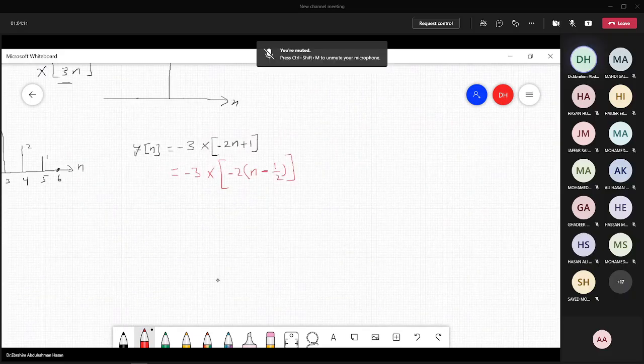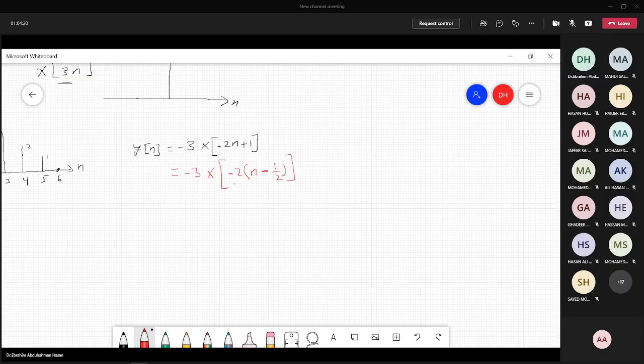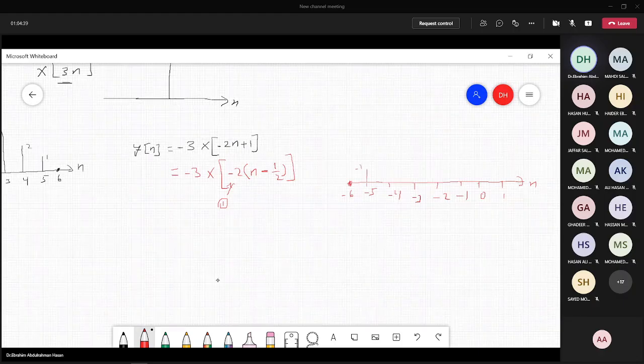So this is number 1. At 6, 0, 5 becomes minus 1, minus 4, oh, sorry, this is 1, this is 2, 3, 2, 1, 0. Okay, so this is the flip.